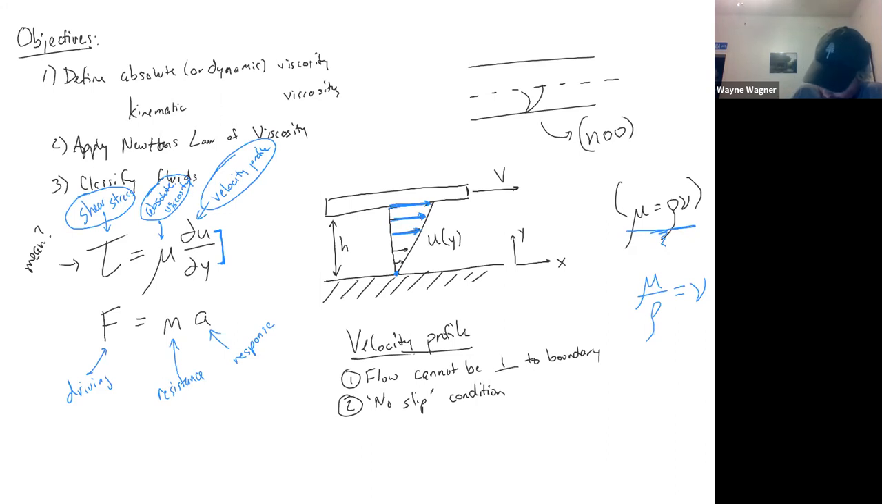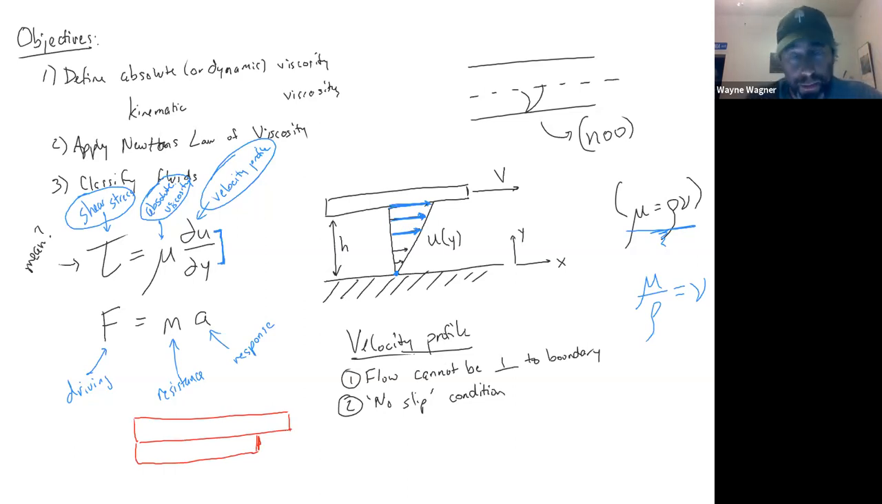So let me draw the layers. So here's one layer. Here's the layer underneath it. Basically there's a stress, there's something pulling on this top thing right here. Okay, there's a stress right here. There's a force acting on the top of that layer.